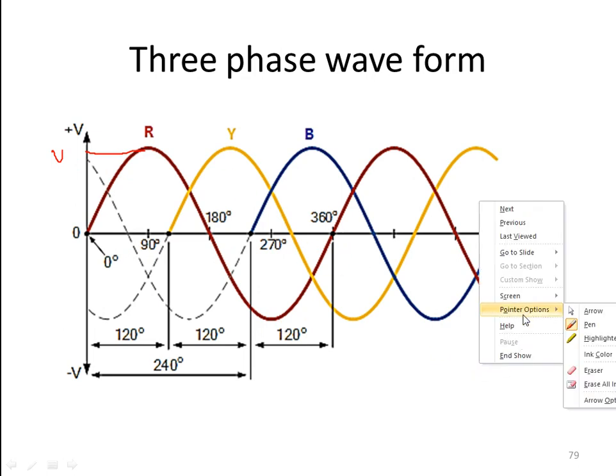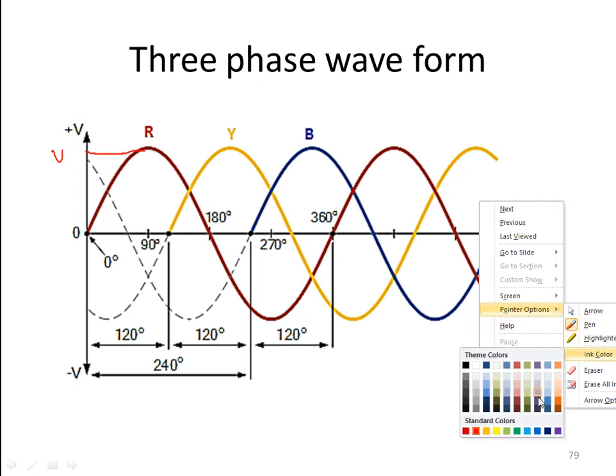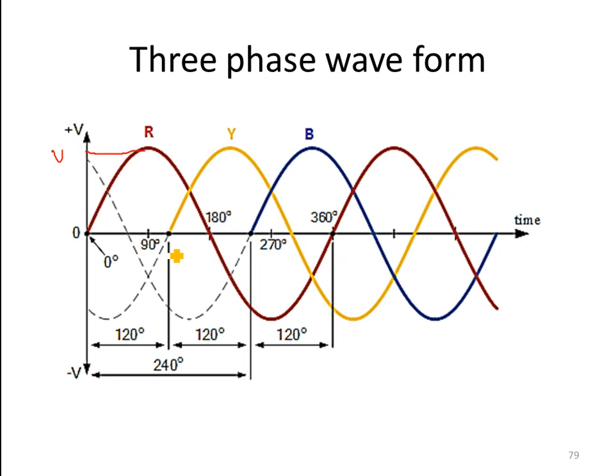Now, Y phase starts only after 120 degree. This angle is 120 degree. It reaches the maximum at 120 plus 90, that is 210 degree. Then what is 210 plus 90? 210 plus 90 is 300. At 300 degree, it reaches 0. 300 plus 90, that is at 390 degree, it reaches negative maximum.